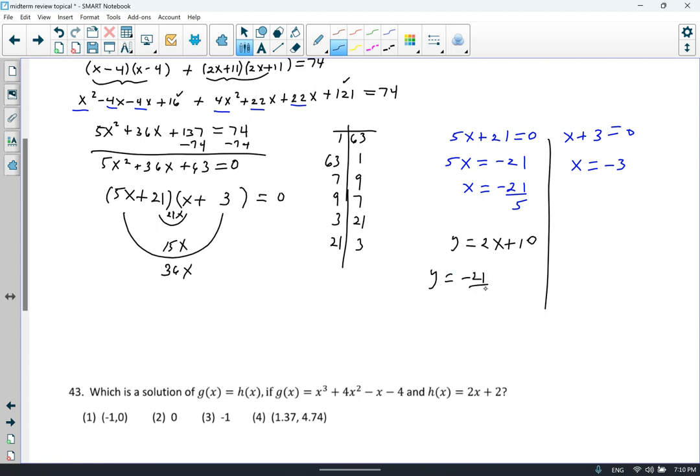So I take negative 21 over 5 times 2, plus 10, and I enter that in the calculator. And when I do that, I get 8/5. So one point of intersection is negative 21/5, 8/5. That's one point. And now let's get the other point.